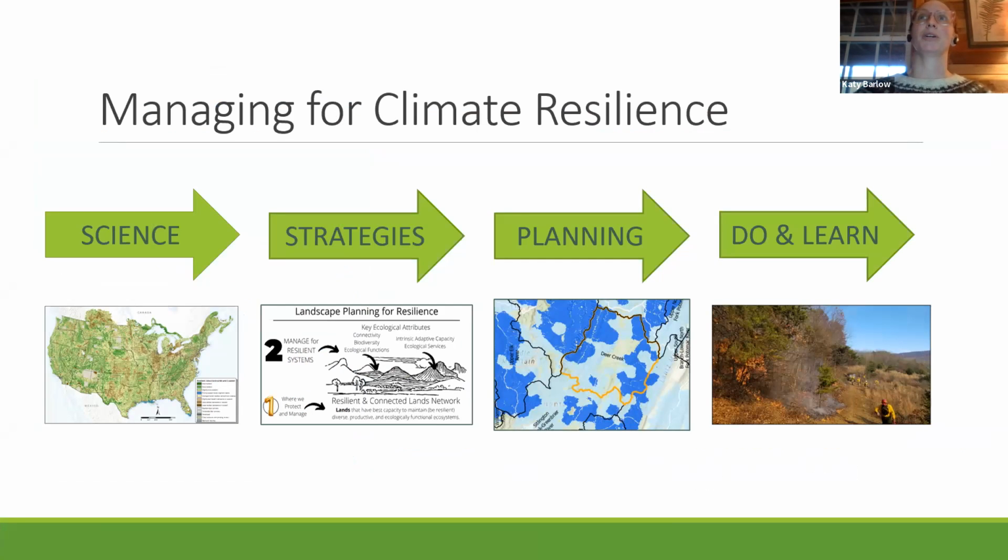So managing for resilience takes a lot of familiar components of what you're probably all used to as managers and strategy leads. It takes an understanding of foundational science on climate resilience. It takes ecological strategies to manage for resilient systems. And it takes using the science and strategies to develop planning and then implementing and learning. So I'm going to talk through these 4 components of managing for resilience, and how we implement this through the document.